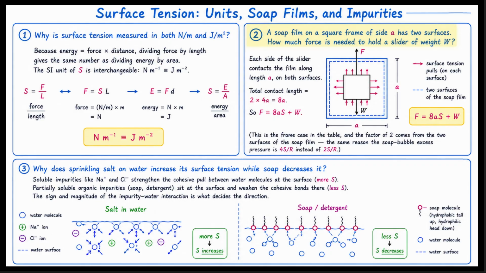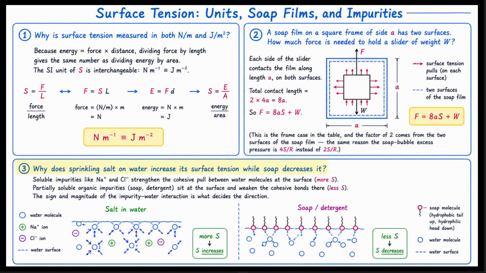Second, take a soap film on a square frame of side A. The film has 2 surfaces. How much force is needed to hold a slider of weight W? Each side of the slider touches the film along a length A on both surfaces. So the total contact length is 2 times 4A, which is 8A. The force is 8AS plus W. Notice the factor of 2 coming from the 2 surfaces of the soap film. It is the same reason a soap bubble's excess pressure is 4S over R instead of 2S over R.